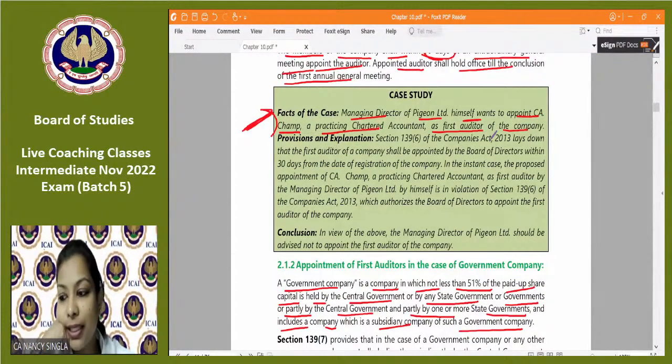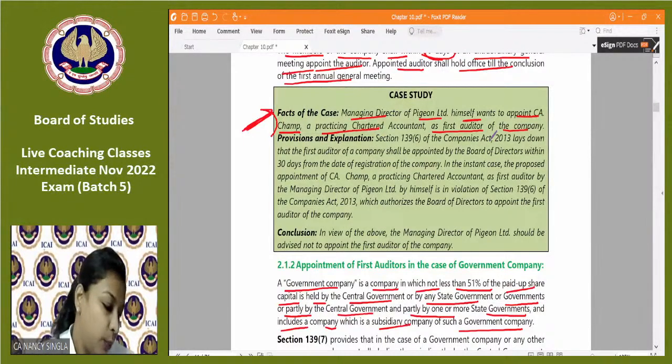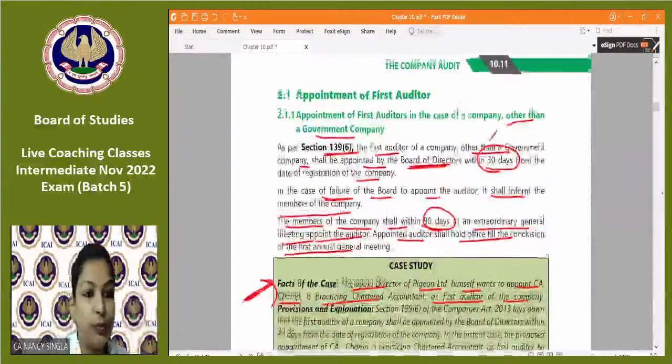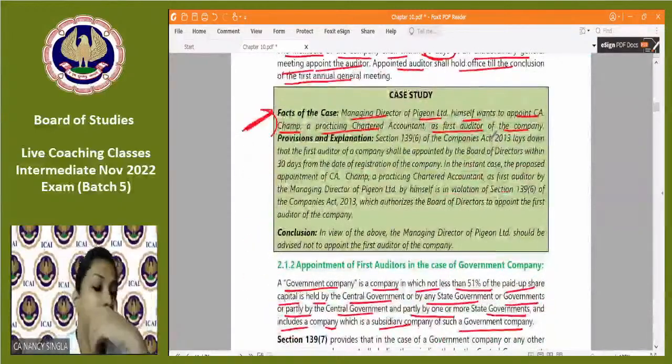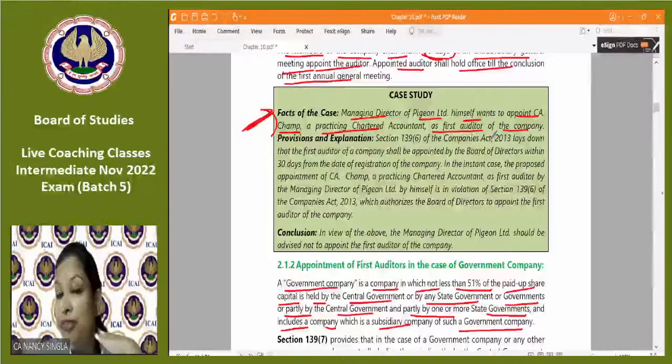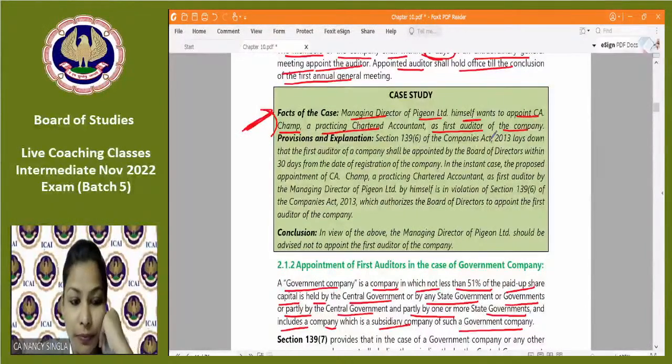Quickly send in your replies. Karthik, Siddharth, Meghna, Ben Reddy are saying, ma'am, it is clear. Now send in your replies with respect to this case study, which is coming on page number 10.12. 11. I'm waiting for your replies, students.